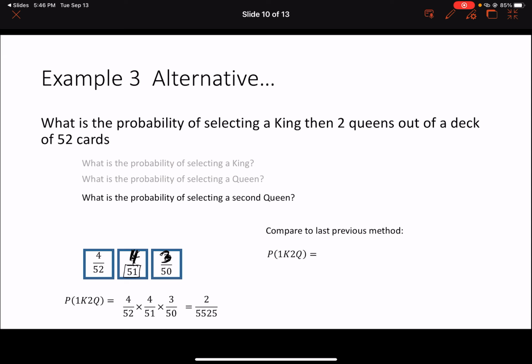Now we compare that to the previous method. Take a look at that. It's 4 times 3 over 52 choose 3, which is 52, 51, and 50, which is exactly that. Okay, where did we get these numbers from? That's where we got these numbers from. Okay, convince yourself that it's true.